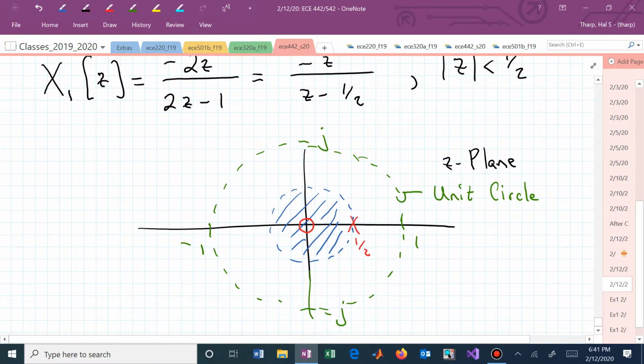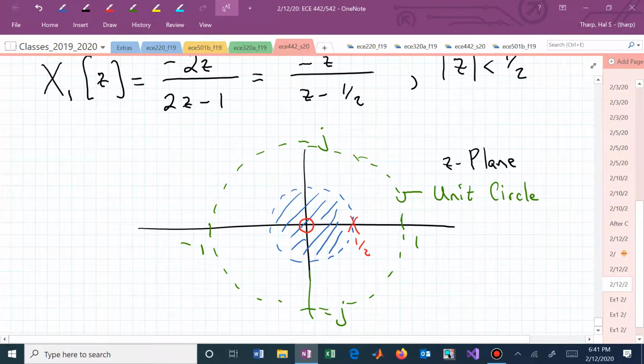But it's inside the ROC. I didn't say anything about zeros in the ROC. What did I say? I said poles can't be in the ROC. I didn't say anything about zeros. Yes, that's a valid question. But now that pole is just bounding the region of convergence.